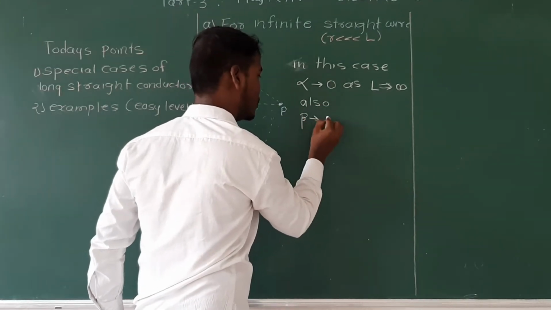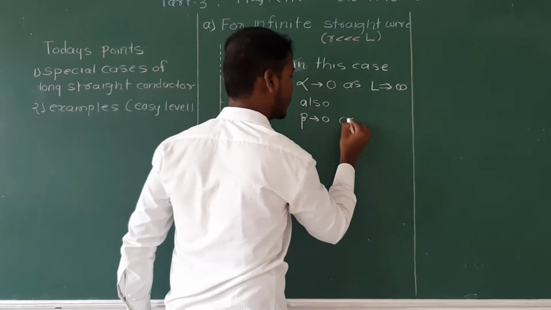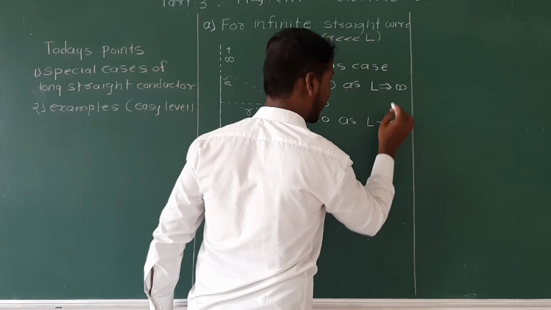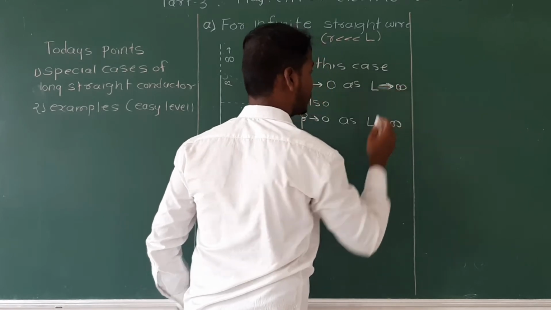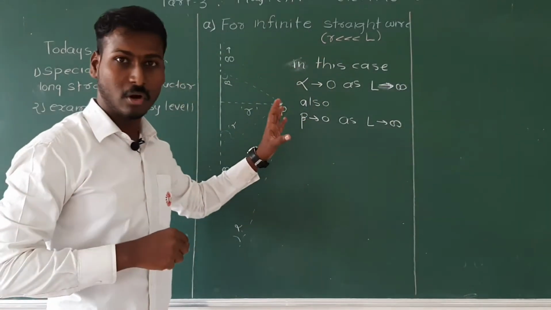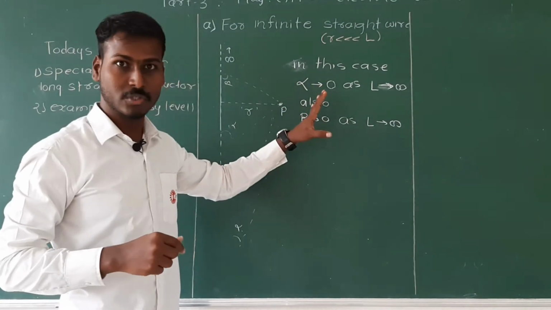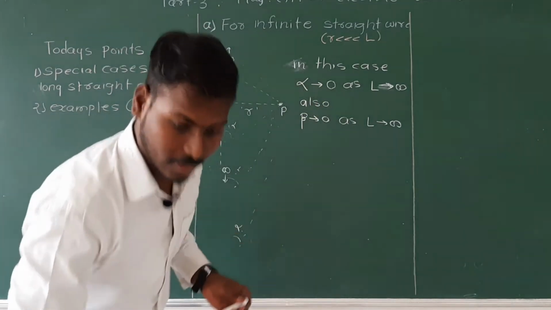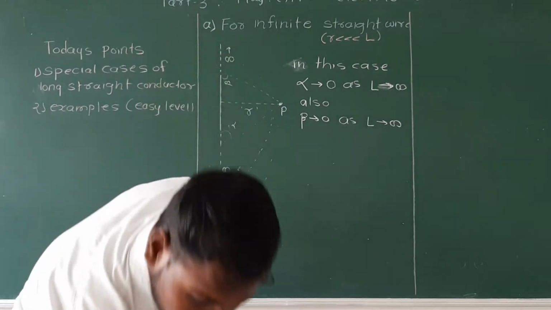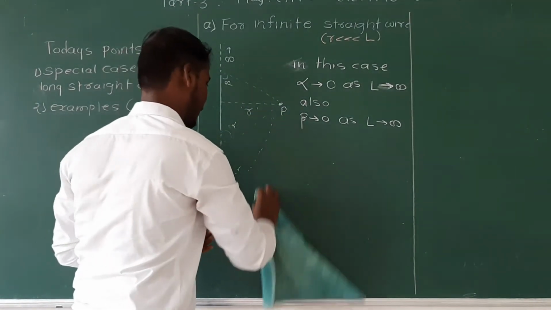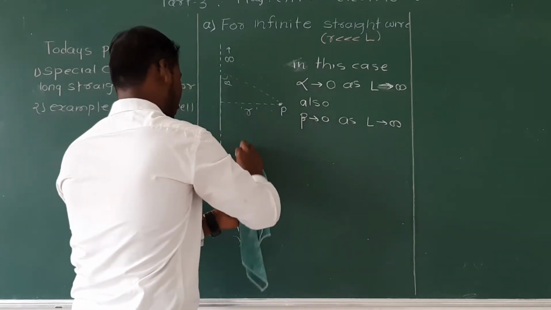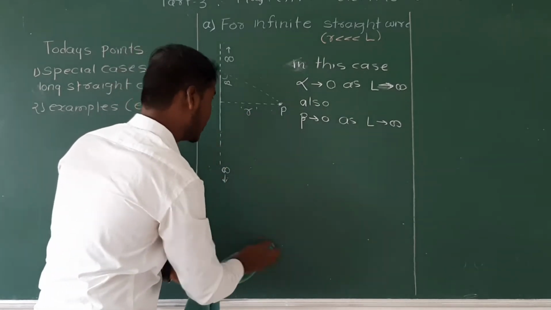So also beta tends to 0 as the length of the conductor tends to infinity. Okay, so we got two angles, alpha and beta, which tend to 0, so we can take them as 0. Also, I have drawn this just for the sake of simplicity. I hope you got why I took alpha tends to 0 and beta tends to 0.